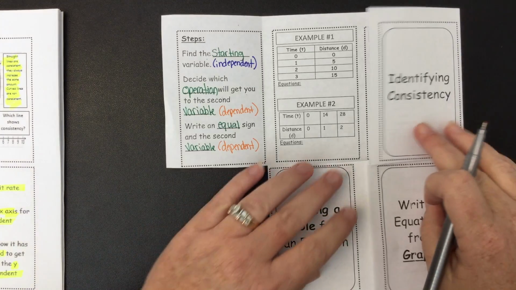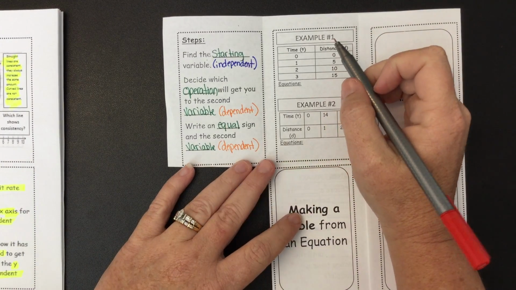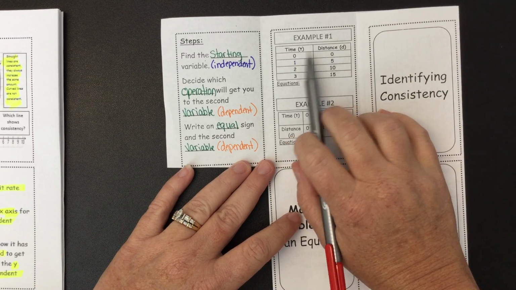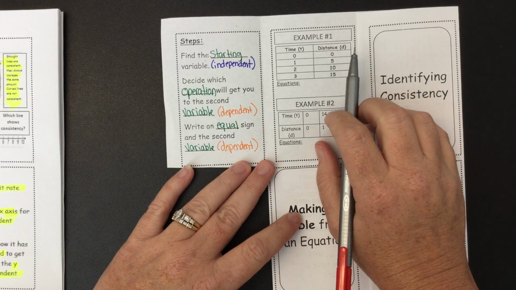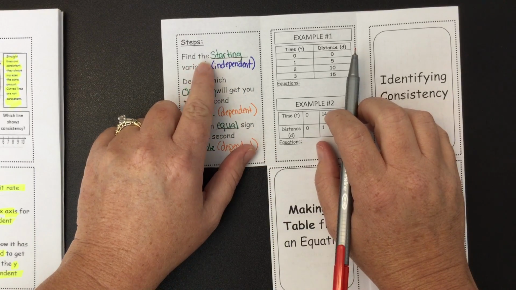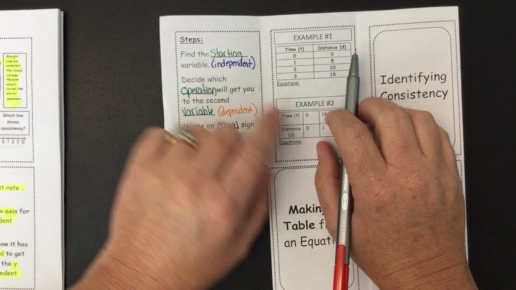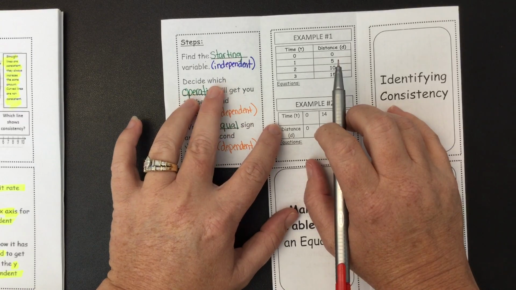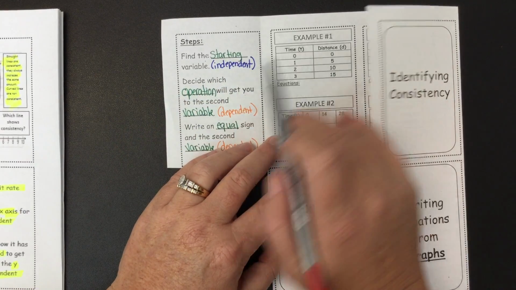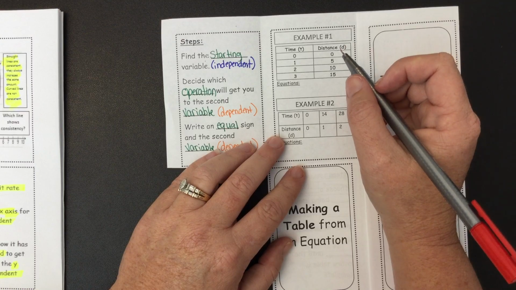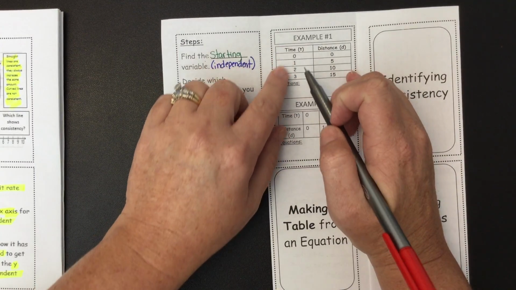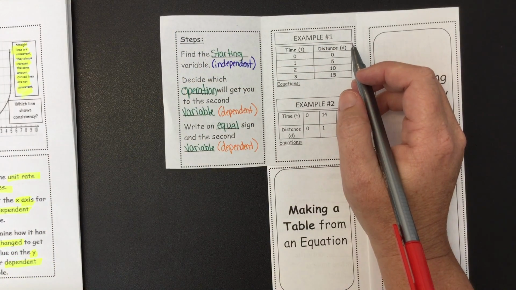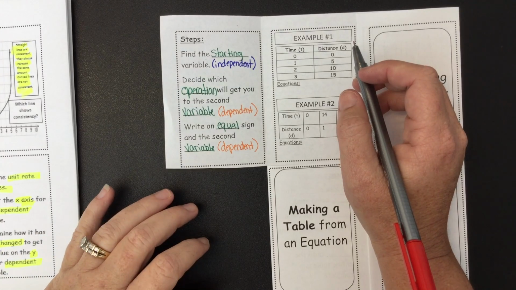All right, let's look at some examples over here. I have example 1. Here is my table. What two things am I comparing? Time and distance, correct? So the very first thing I do is find the starting variable, my independent. Which one is my independent? Time, all right. Decide which operation will get you to the second variable. What can I do to time to get to distance?